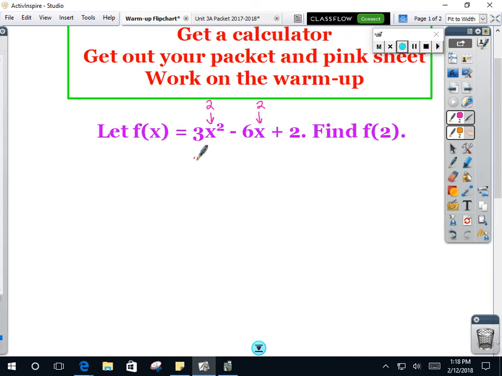Now when you're typing it in, it would be 3 times 2 squared minus 6 times 2 plus 2, and when you do that, you get what? I didn't get 26. 2 is correct.